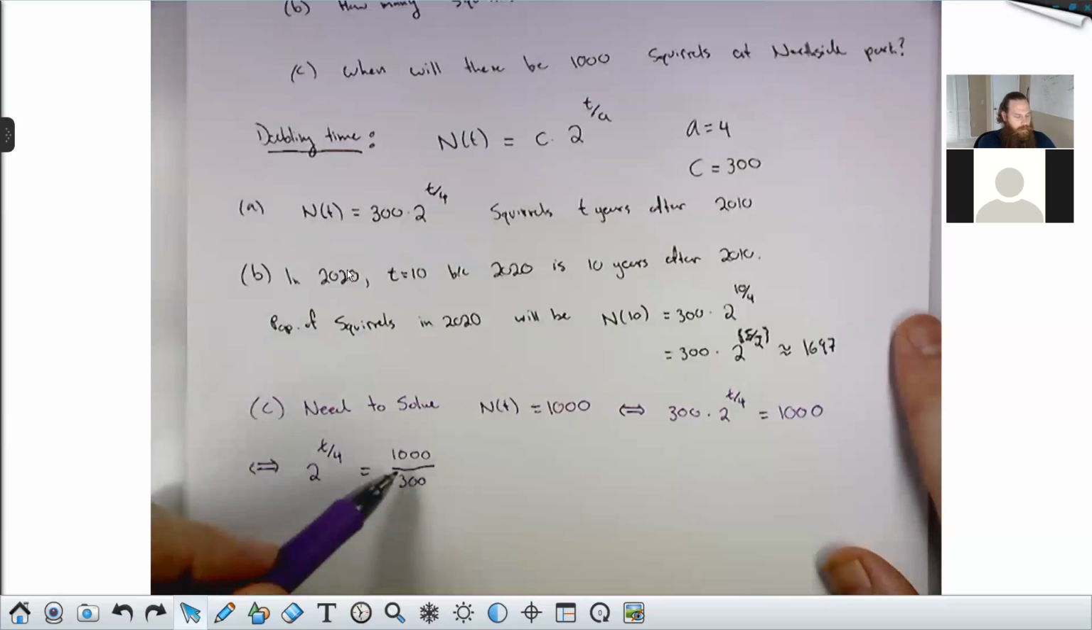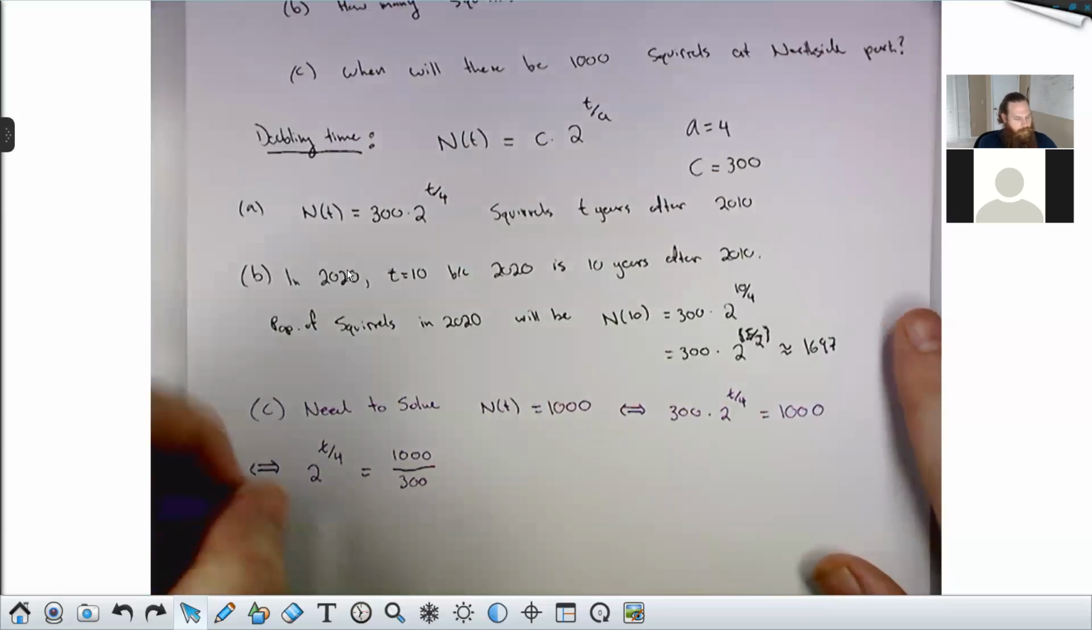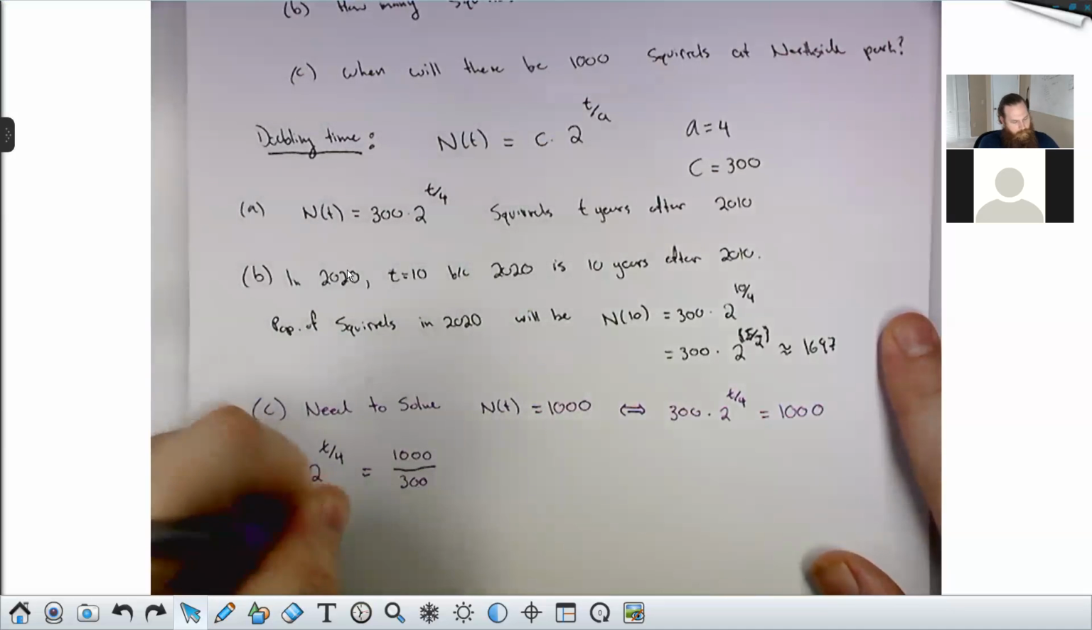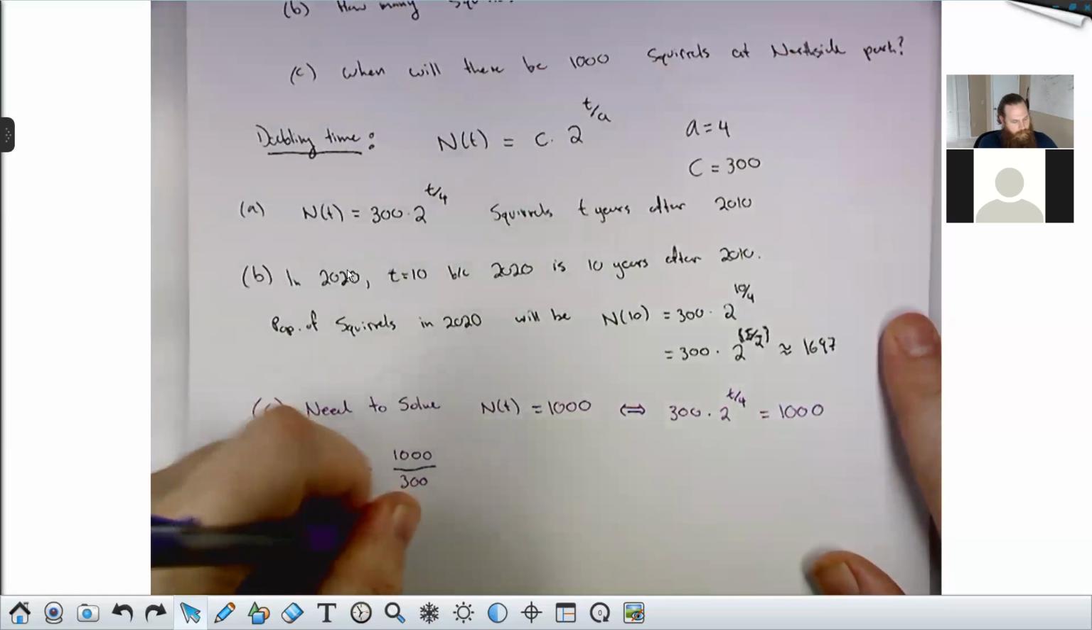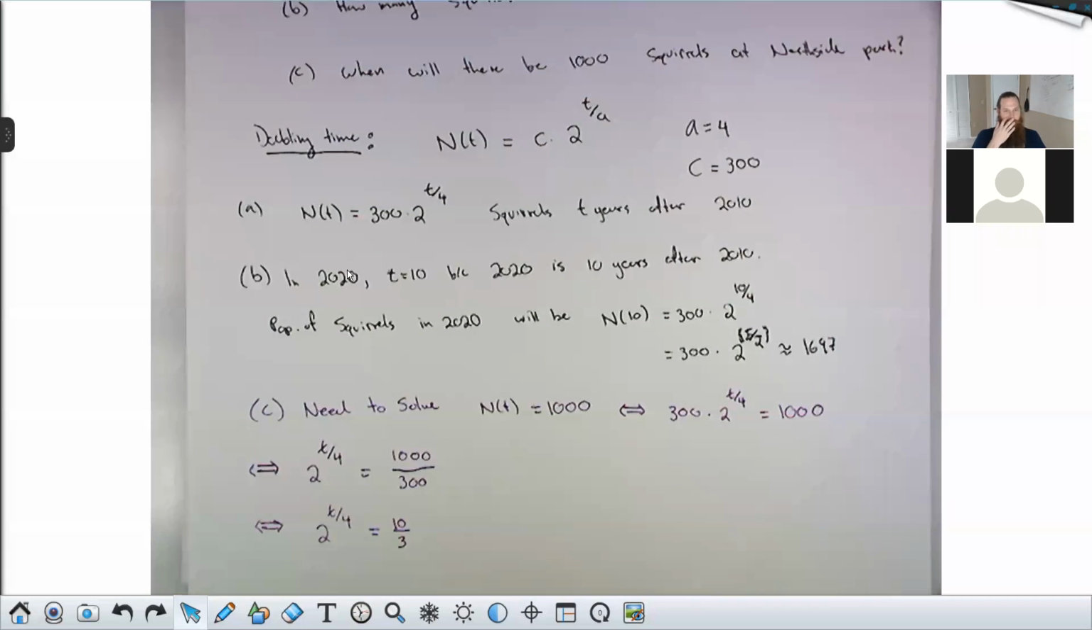Now we can clean this up. That's the same as 10 divided by 3. So this is the same as saying 2 to the t over 4 is equal to 10 over 3. We just divide top and bottom by 100. What's my next step look like if I want to solve for t going from here?